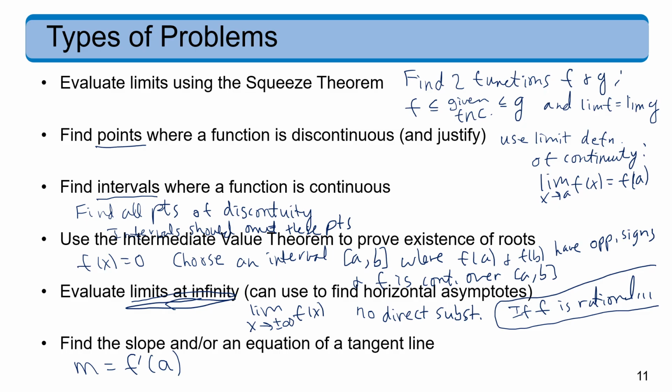And then to write the equation of the tangent line, you first have to find the slope using what we just described, and then use the point slope form, which is usually the easiest way to do these. Use the point slope form of a line, plug in the slope that you found using the derivative, and then plug in the x and y coordinates from the point where it's tangent.